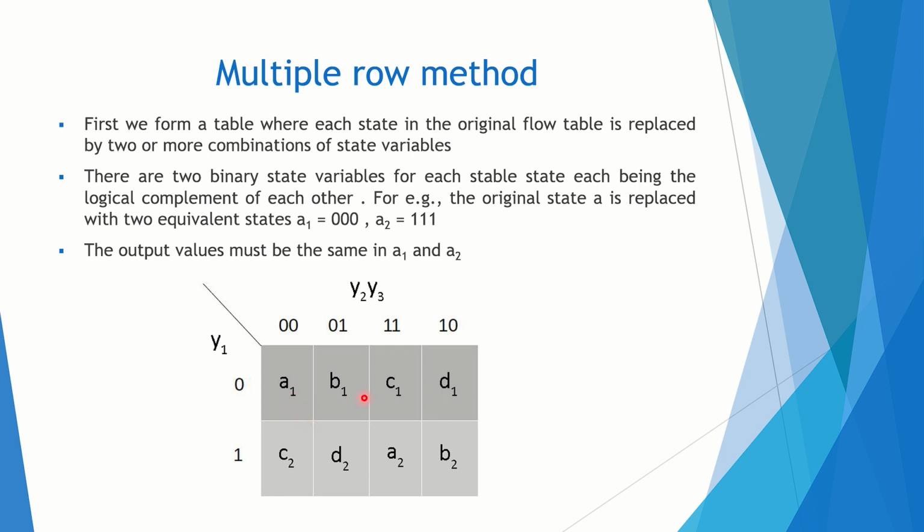So here I am writing A1, B1, C1, D1, and for A1 we will write a new state A2, which is the logical complement of the previous state, that is A1. If A1 is 0, 0, 0, we write the new state A2 as the logical complement of A1, that is 1, 1, 1. And for B1 it is 0, 0, 1, so B2 is 1, 1, 0. Like that we are writing A2, B2, C2 and D2.